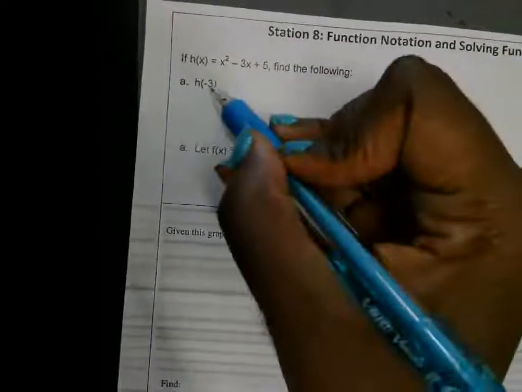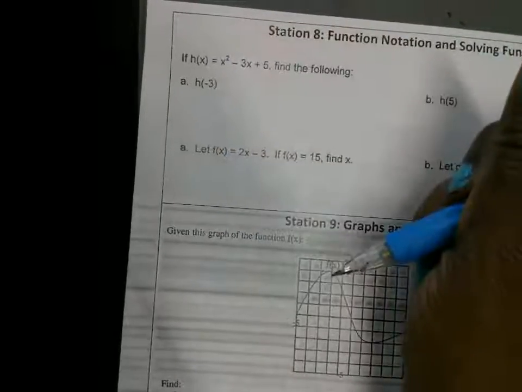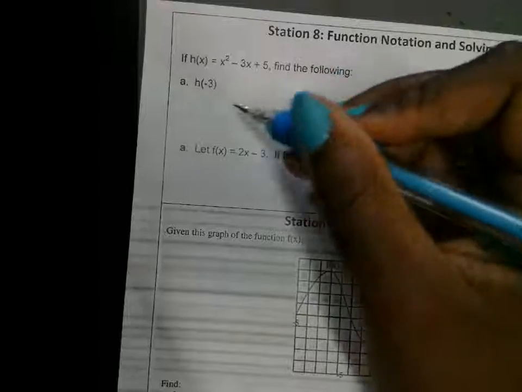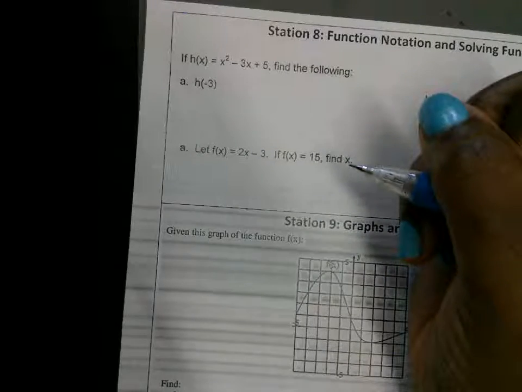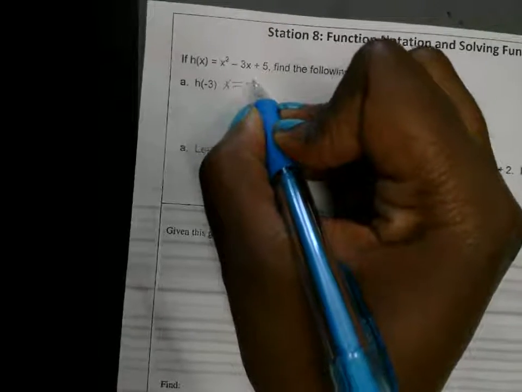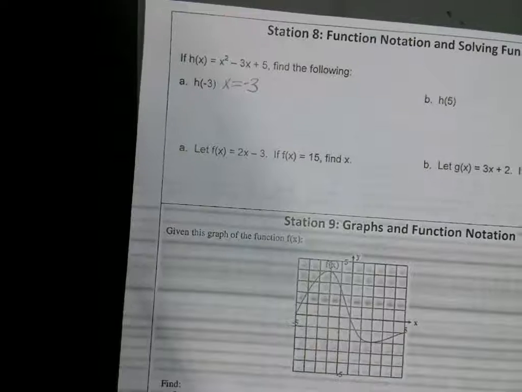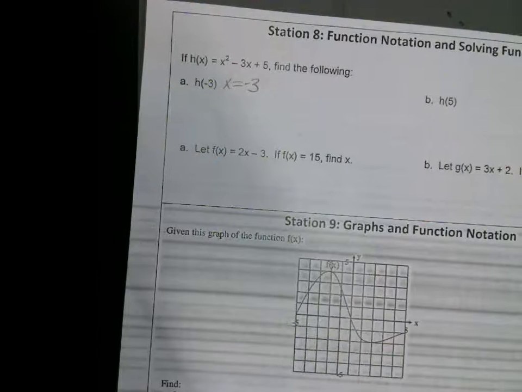Here, what is the answer here? What did they give us? Sorry, not answer. What did they give us? X here is equal to -3. Okay. What are they asking you for? They're asking you for h of x or y. So how do we figure out what h of -3 is? What are we going to do? Starts with an S.